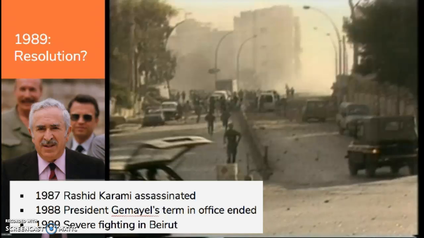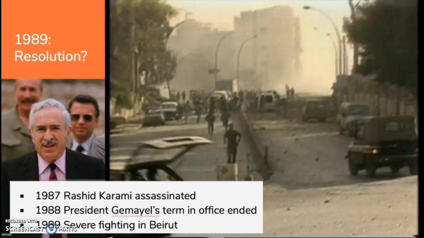In 1989, a couple of key things happen. Fighting has continued. There's plenty of Lebanese opposition to the Syrian involvement. And in 1987, popular president, you might remember him from the start, Rashid Karami, is assassinated. Gemayel's term in office ends, and there ensues some domestic political confusion in Lebanon.